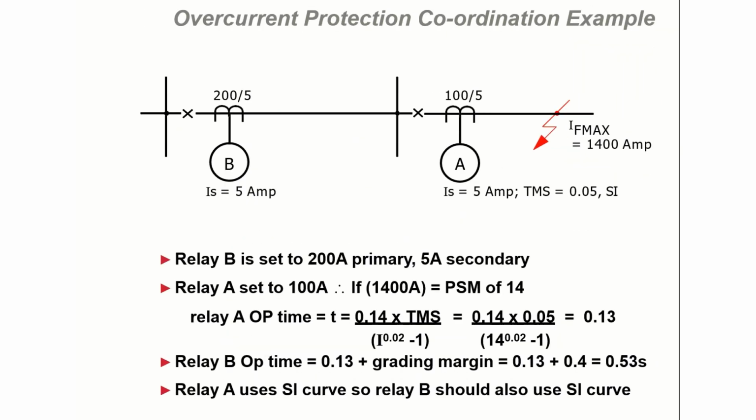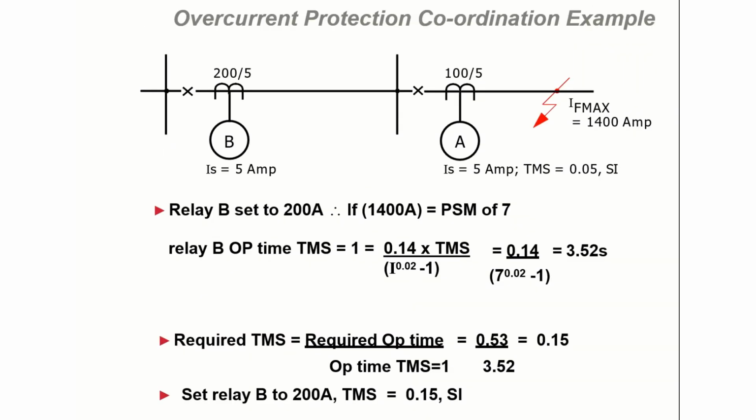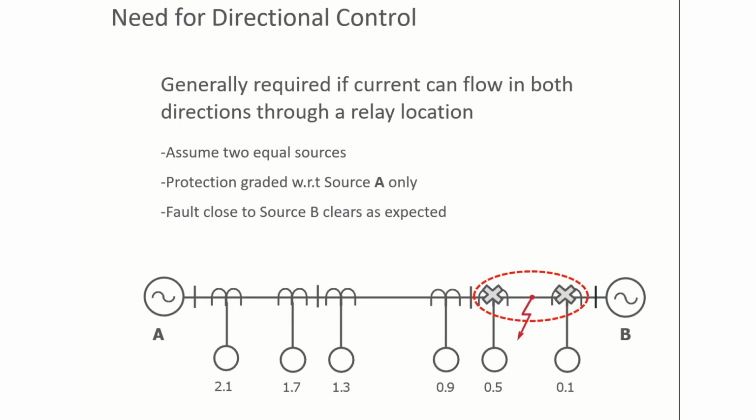So now we have discussed these things in the last session. Today's session will be on directional overcurrent protection. So basically, why is directional overcurrent protection required? Consider a simple example in which we have two sources, A and B. Directional overcurrent protection is required whenever current can flow in both directions through a relay location.